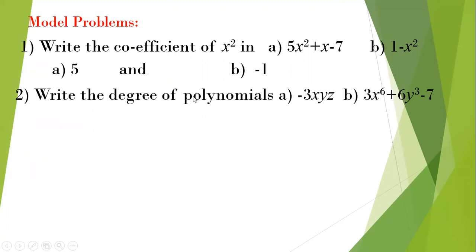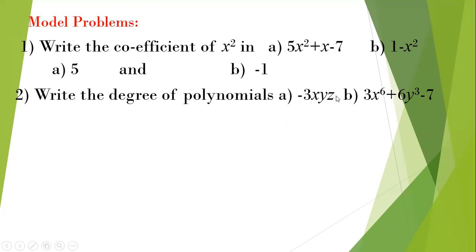And observe the second problem. Write the degree of the polynomials. So here also we have two problems, which are minus 3xyz and 3x power 6 plus 6y cube minus 7. To find the degree, first of all, we have to verify how many variables there are. So here we have 3 variables, and this is only one term, a single term.